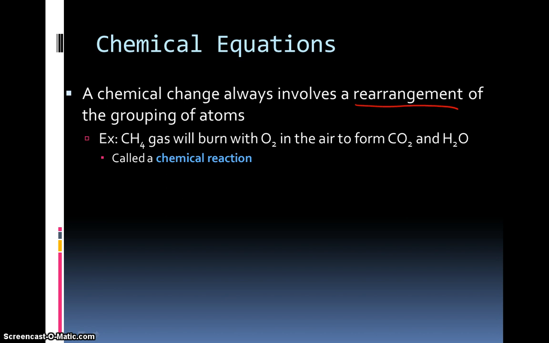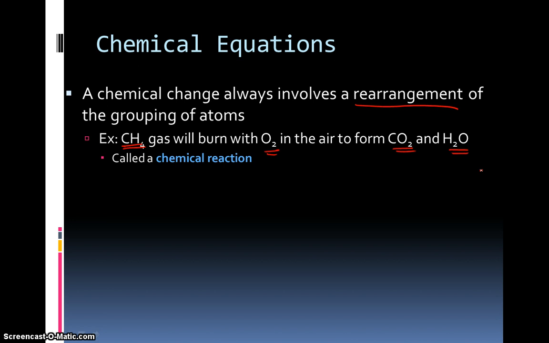And if we look, the substances that we're putting in, our CH4 and O2, are very different from the substances that we're getting out, which is our CO2 and our H2O. So that's a sign that you know you're having a chemical reaction occurring when the stuff you put in is different from the stuff that you get out. So let's go ahead and let's write an example chemical equation for this.